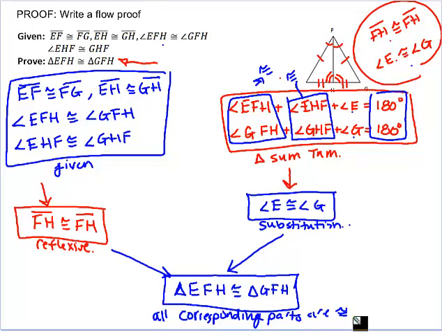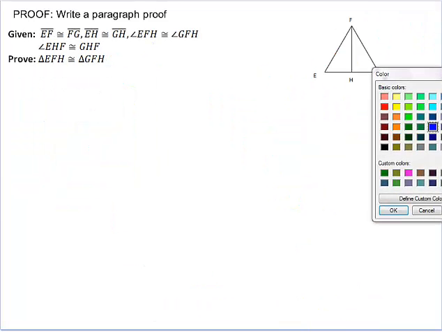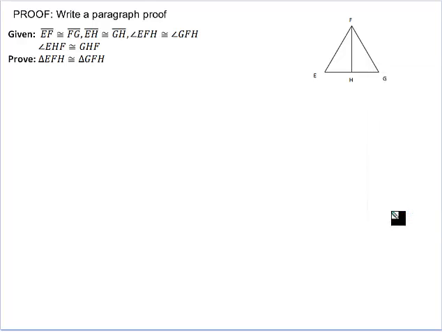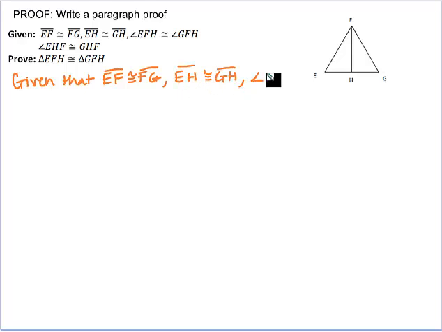Then the third and final way you can do a proof is called a paragraph proof. Once again, it's essentially the same thing, but we are going to approach this in terms of writing it out. So we still start with the given. We're going to say given that EF is congruent to FG, EH is congruent to GH, angle EFH is congruent to angle GFH, and angle EHF is congruent to angle GHF.